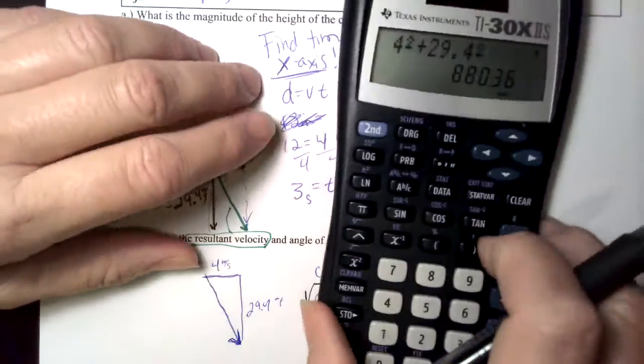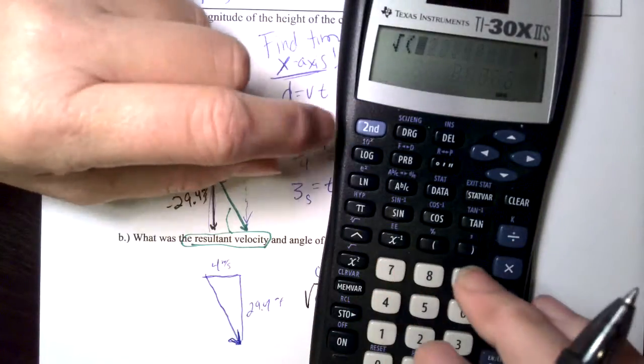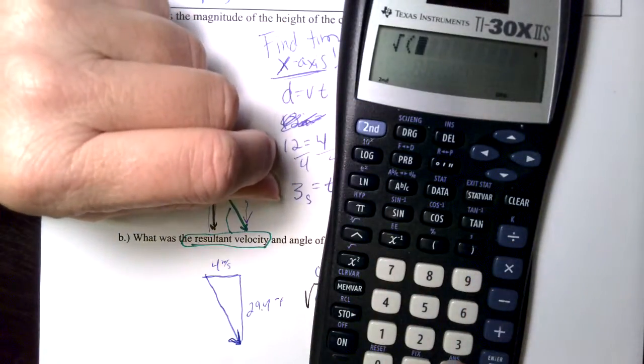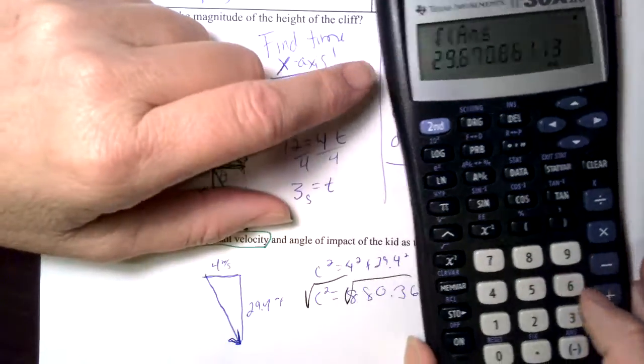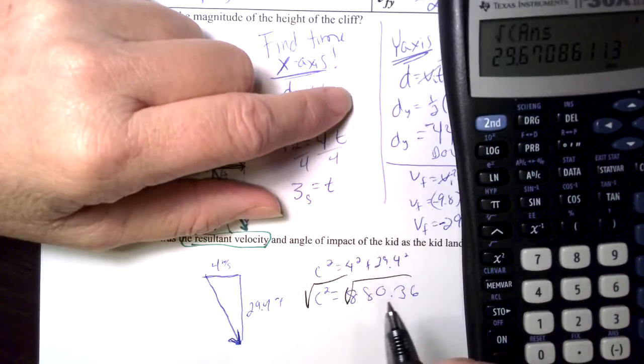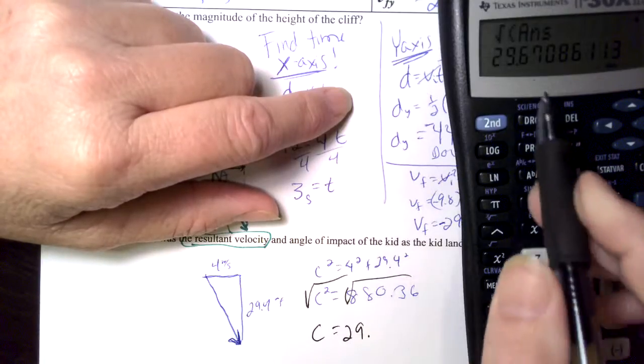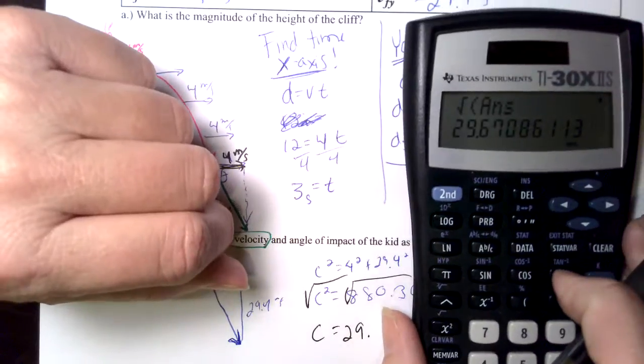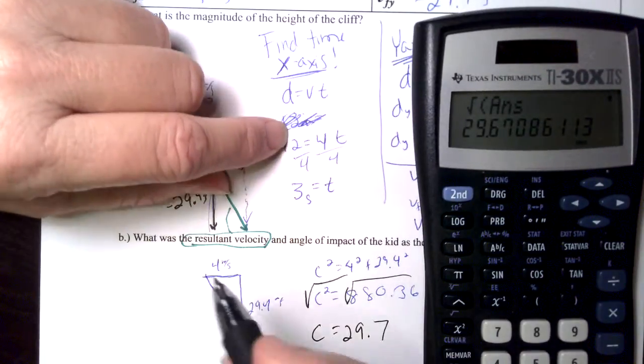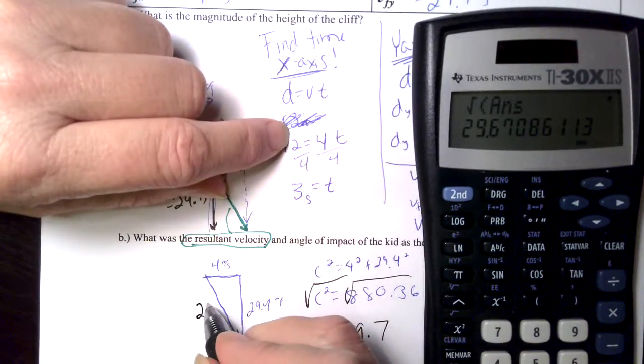Second answer key: 29.6. What? Dang it. Is it really true? Did I do something wrong? Maybe I round up to 29.7, I guess. Wow, is that really true? Yeah, I guess so.